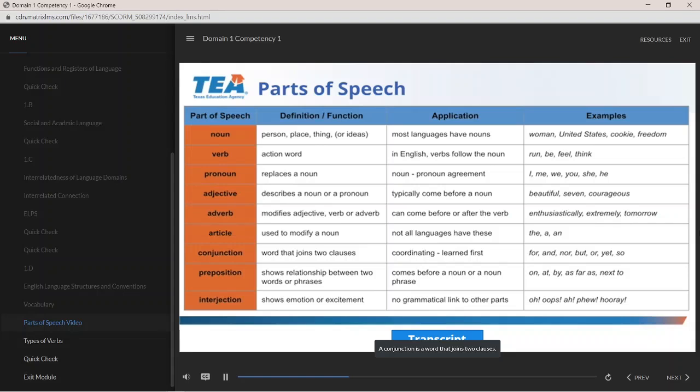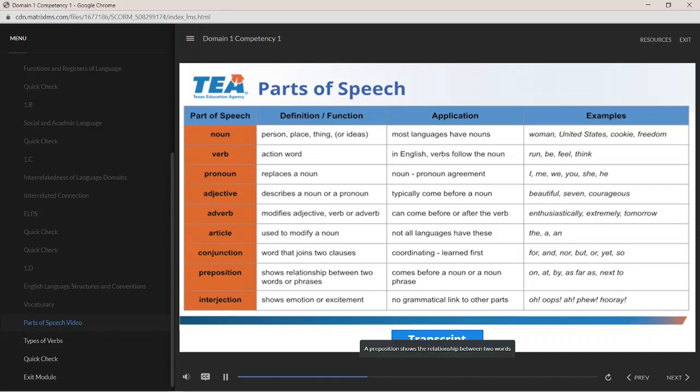A conjunction is a word that joins two clauses. Coordinating conjunctions are the ones typically learned first. These include what English teachers like to call FANBOYS: for, and, nor, but, or, yet, so. The other two types of conjunctions, subordinating and correlative, will be explained shortly in this video.